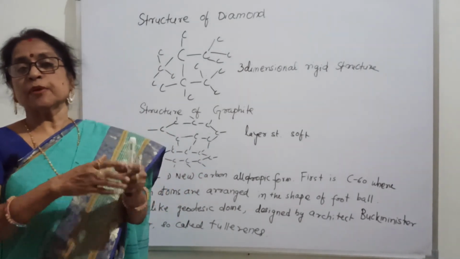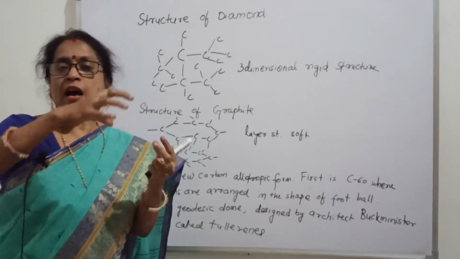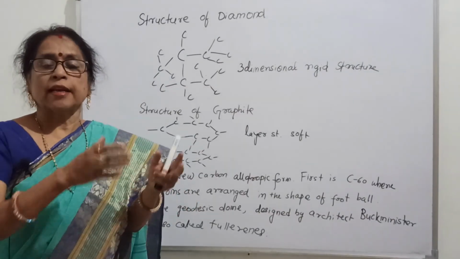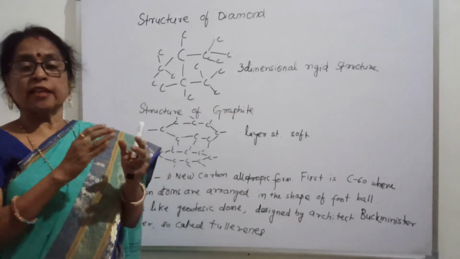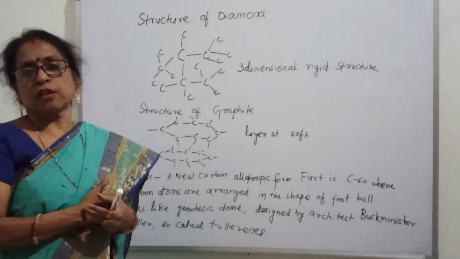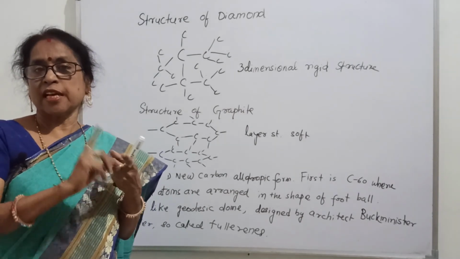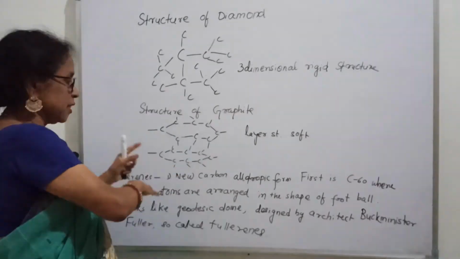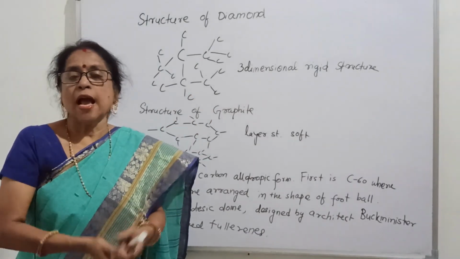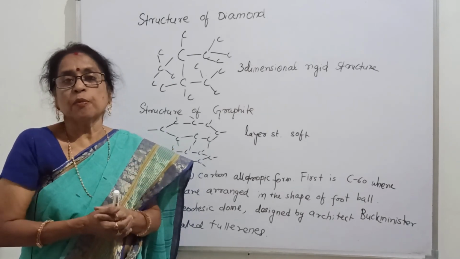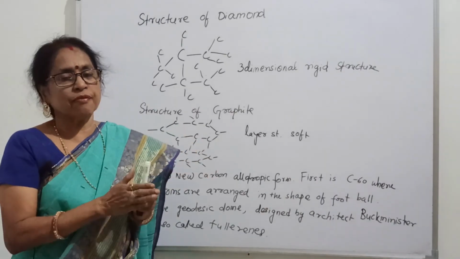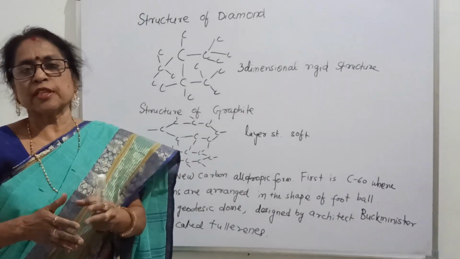Again, Fullerenes means carbon 60. Here carbons are arranged like a football, which is also called a geodesic dome, designed by the architect Buckminster Fuller. So it is called Fullerenes. Remember, he is not a scientist, he is an architect. According to him, this football shape and the geodesic dome shape are known, and that is why it is called Fullerenes. I hope what is meant by graphite, what is meant by diamond, and the difference between graphite and diamond are clear. Fullerenes are also clear.